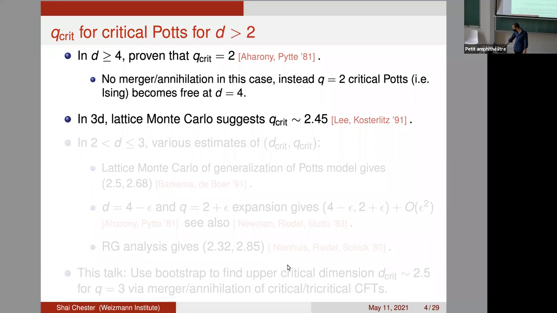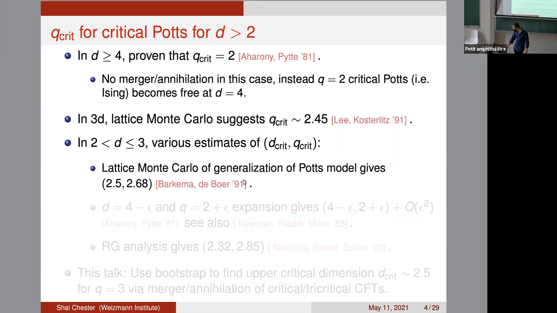Now that we go below 3D, that's where it gets interesting. So what's this critical value of Q? It's in a lattice Monte Carlo observation of the Potts model by De Boer, the same De Boer in high energy. I think he did this as a master's student. Then when D equals 2.5, the critical value of Q is around 2.